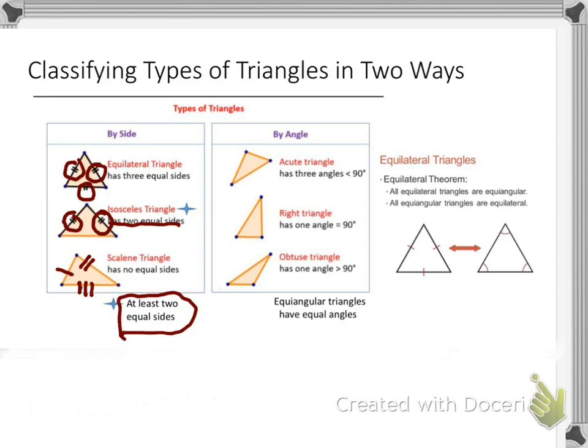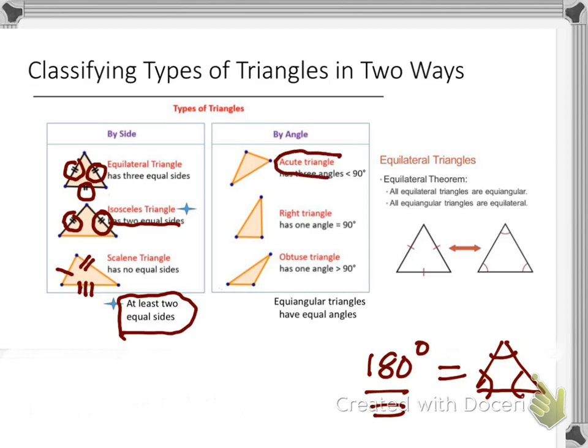Okay, so then let's talk about classifying triangles by their angles. A big thing to remember is that every triangle has 180 degrees. So each triangle is going to have 3 angles that will sum up to 180 degrees. An acute triangle has all 3 angles less than 90. So think about acute being cute and little. All 3 angles are less than 90 degrees.